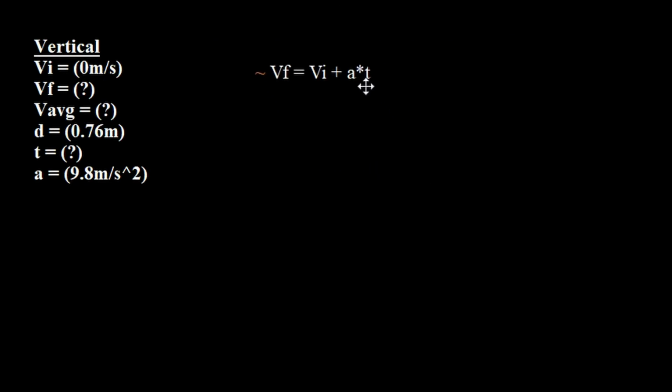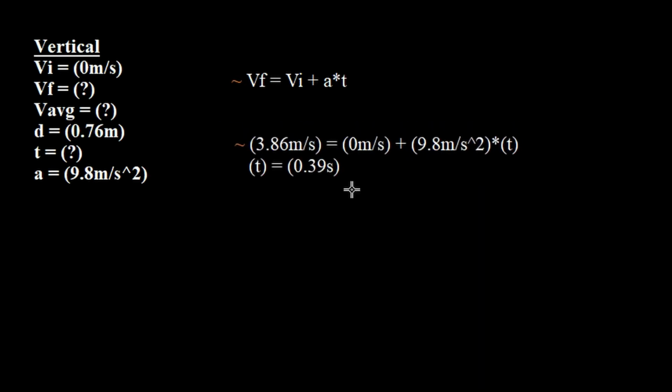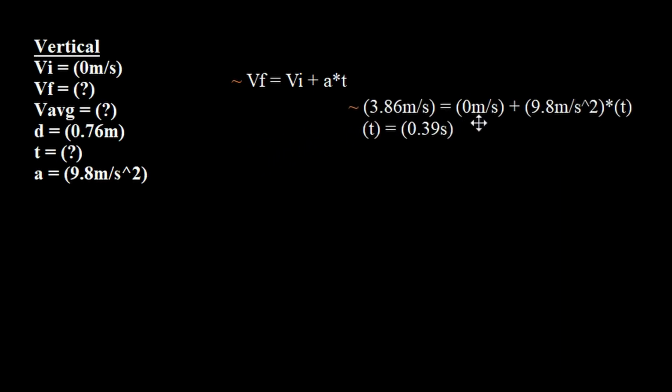Now with all that new information, we can use this equation here to figure out what time is, because we know every other variable except for time. Here's that same equation with the actual variables put in, and we figured out that the time is equal to 0.39 seconds. And that is for vertical and horizontal.